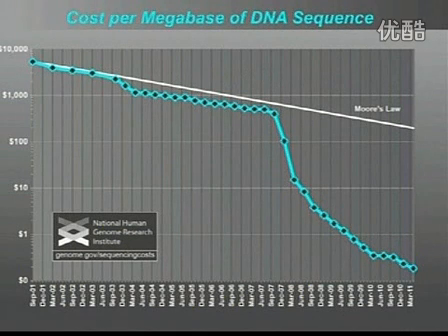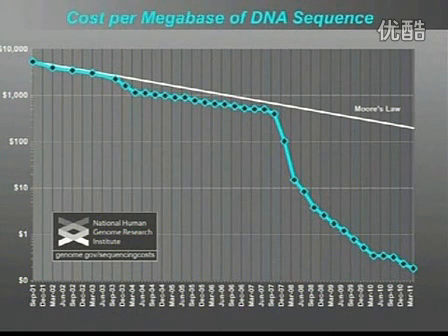And the cost per megabase of DNA sequencing dropped dramatically. This is fantastic. This is a log scale, and this is Moore's law for computer science development, which also follows this kind of log rate. But we can see that the sequencer itself beats Moore's law dramatically.